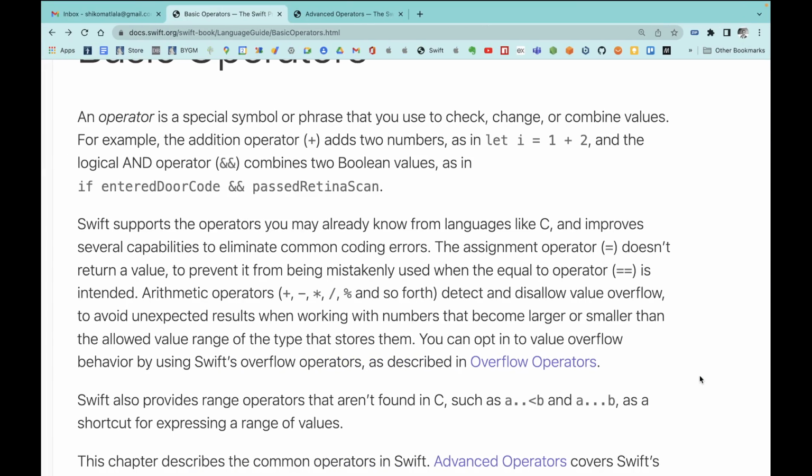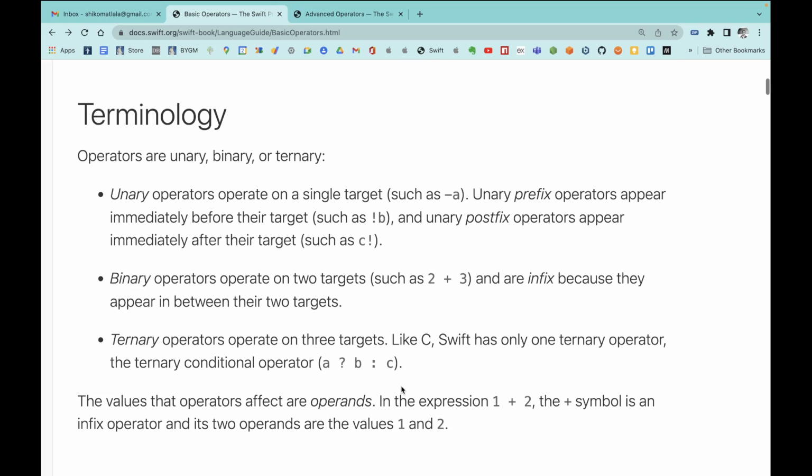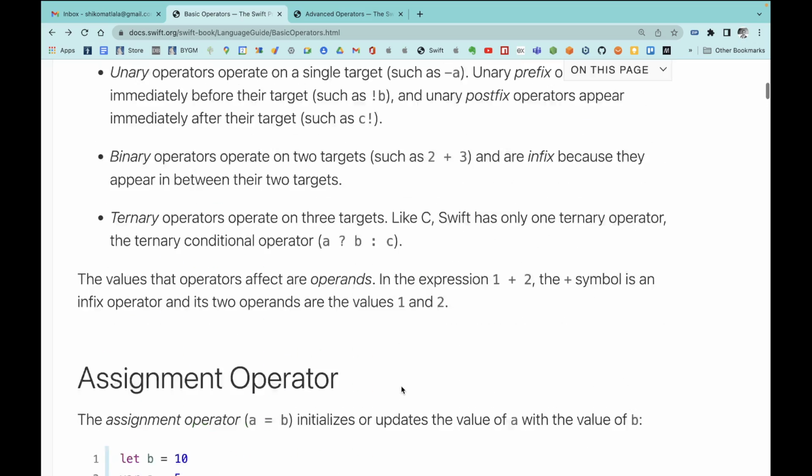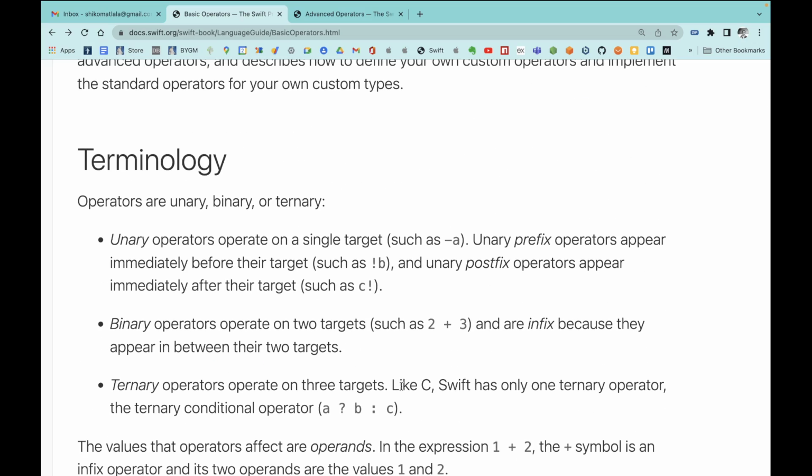Hi everyone, welcome to part two of learning basic operators together. What we're going to look into right now is terminology. We're going to understand the terminology of basic operators. So what exactly are we talking about here? Let us see what it means. Basic operators are unary, binary, or ternary.